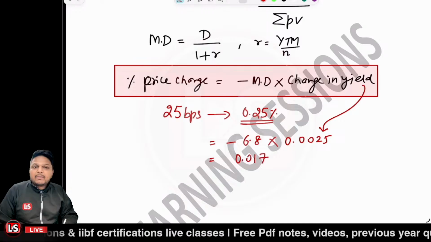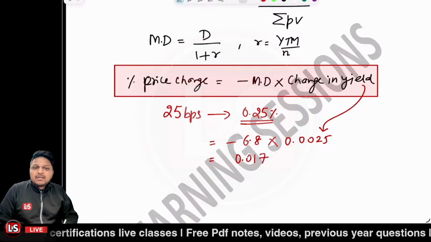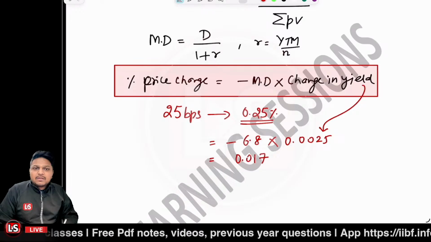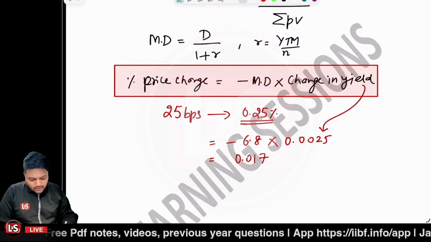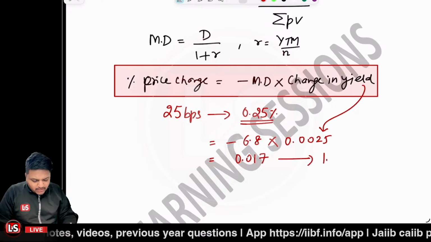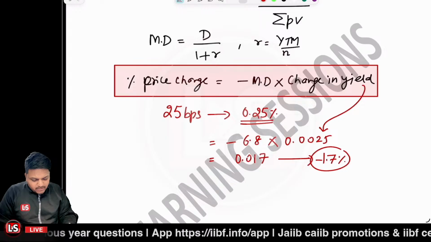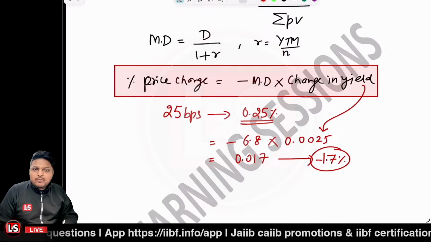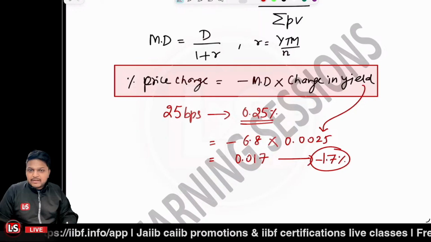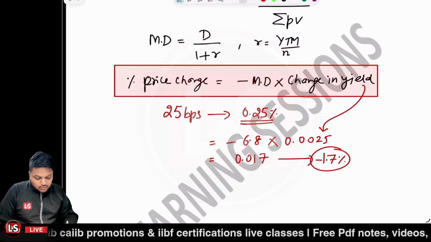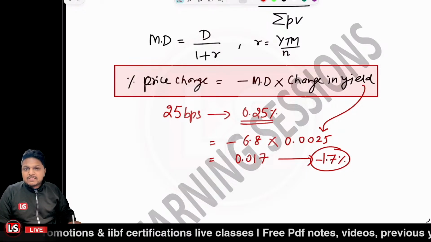0.017. So this is actually the percentage lost, right? When we convert it to percentage, it will be 1.7%. Now there is a positive point: the value will be decreased, because the percentage has increased. There is a positive percentage increase, so if the interest rate increases, the bond prices will reduce.